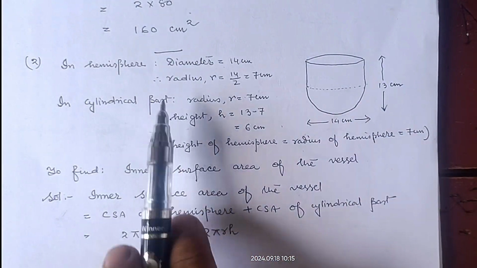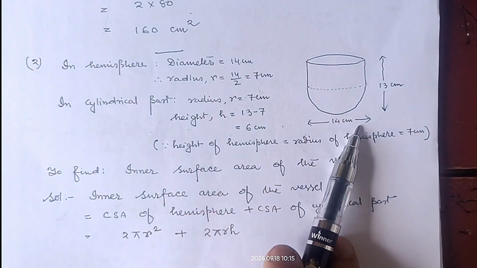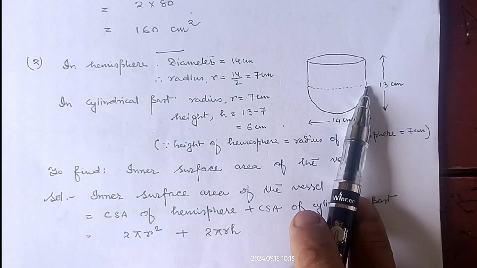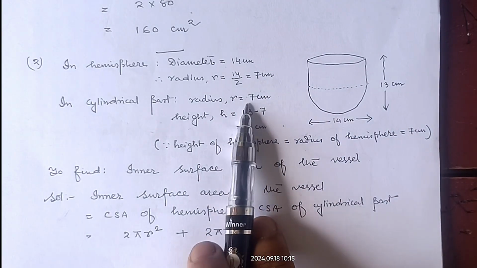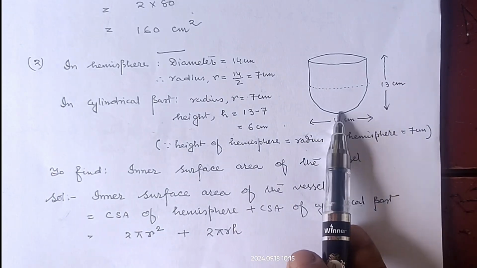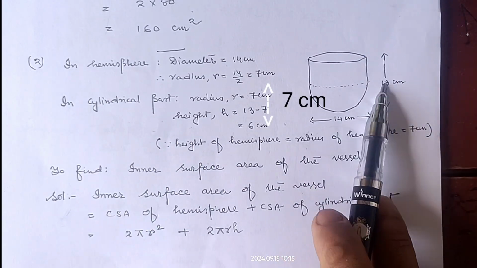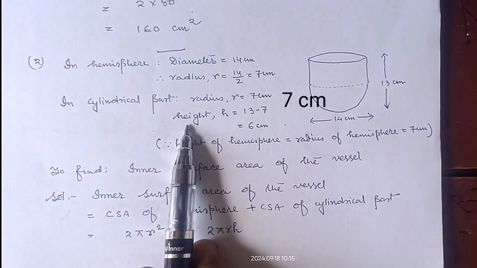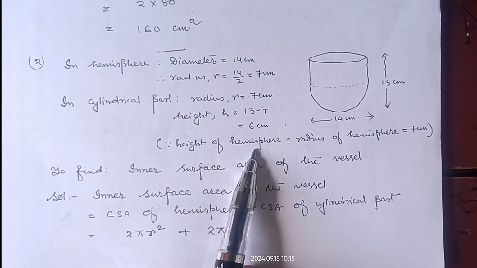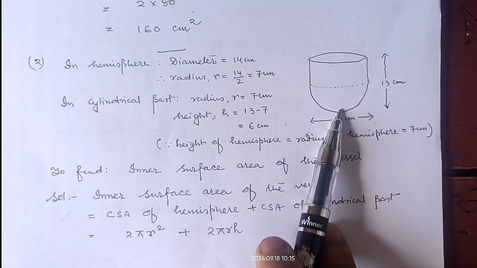So in case of hemisphere, diameter is 14. Since diameter is 14, radius will be half of it, that is 7 centimeter. In the cylindrical part, radius will be the same because both of them have the same diameter. So radius of cylindrical part is also 7 centimeter, and for the height of the cylinder, since the diameter is 14, radius is 7. If this part is 7, this also will be 7. So 13 minus 7 will be the height of the cylinder. So height of the cylinder is 13 minus 7, that is 6 centimeter. In the bracket you can write, since height of the hemisphere equals radius of the hemisphere equals 7, so this height is 7 centimeter.